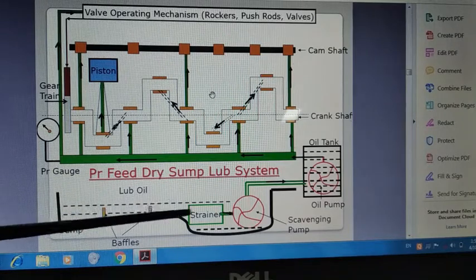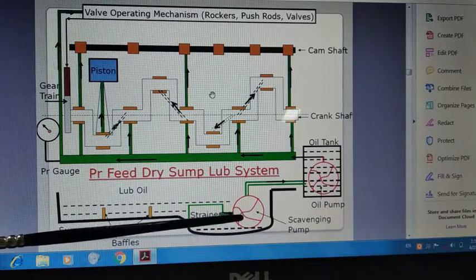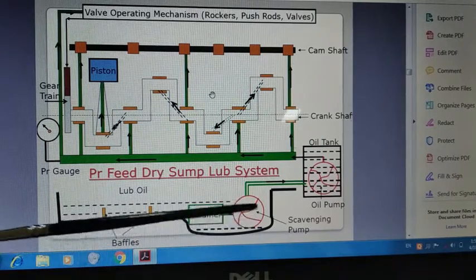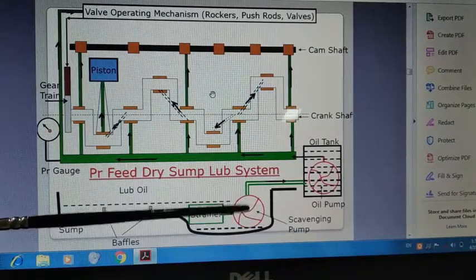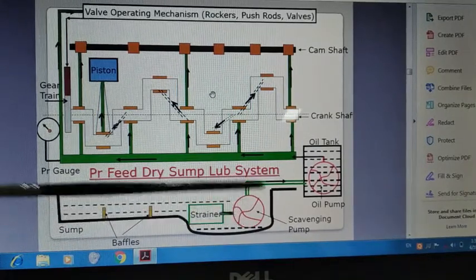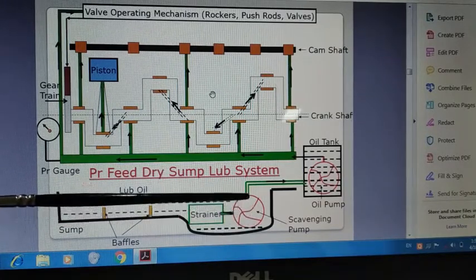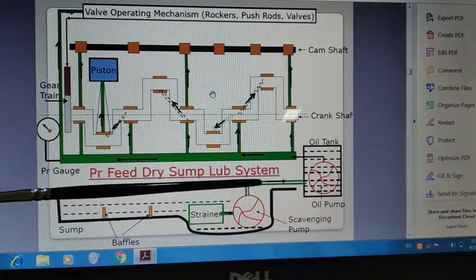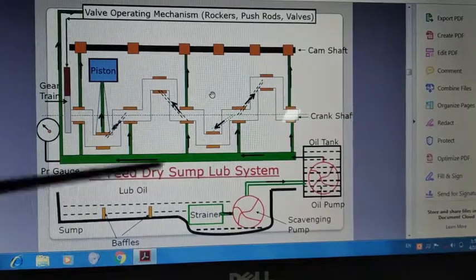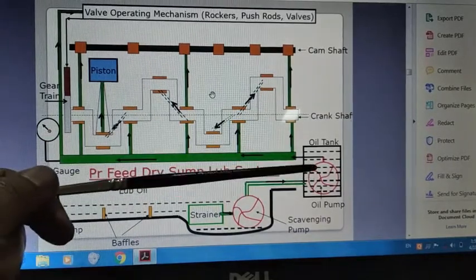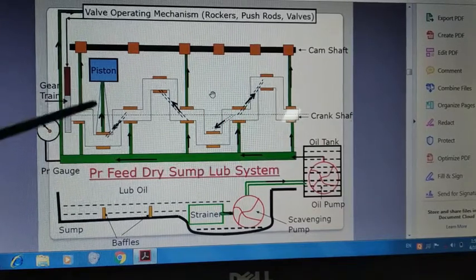So it will collect, and again through a strainer it will be pumped. Now this pump is named the scavenging pump and not an oil pump. Scavenging means to throw out, isn't it? To throw out from the system. So it will scavenge, meaning it will throw out the oil from this sump, and where will it throw it? It will throw it into the oil tank, and another oil pump in the tank will pressurize the oil and supply it to the oil galleries.